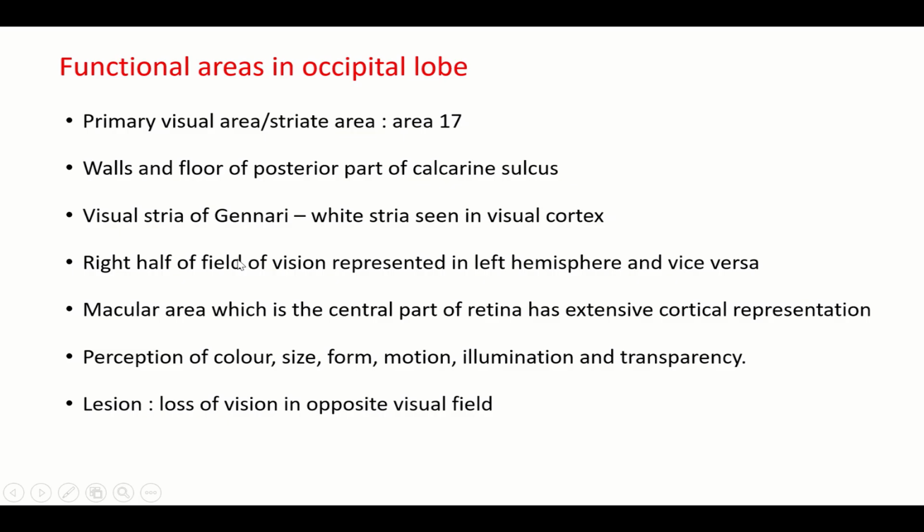Mainly, if I say right primary visual cortex or left primary visual cortex, they usually receive from the opposite half of the field of vision. Suppose I say the right half of the field of vision, this right half is represented in the left cerebral hemisphere. In the same way, the left half of the field of vision will be represented in the right hemisphere. Then the macular area, which is the central part of the retina, has extensive cortical representation.